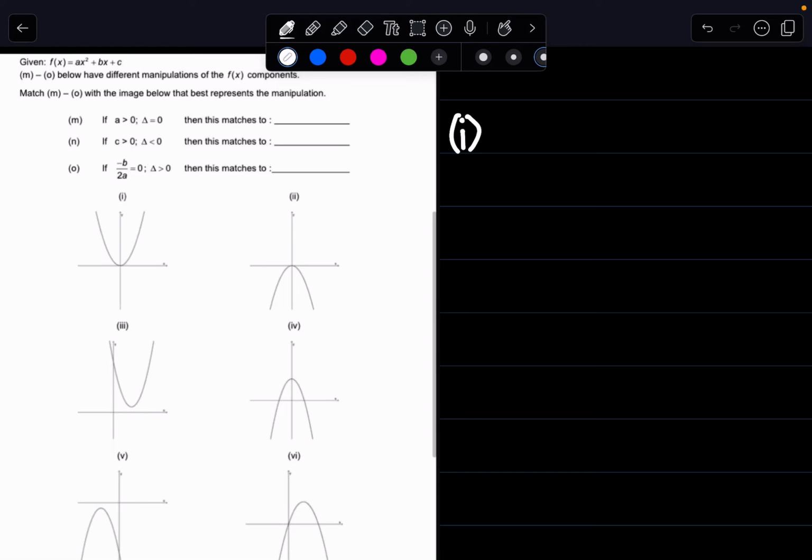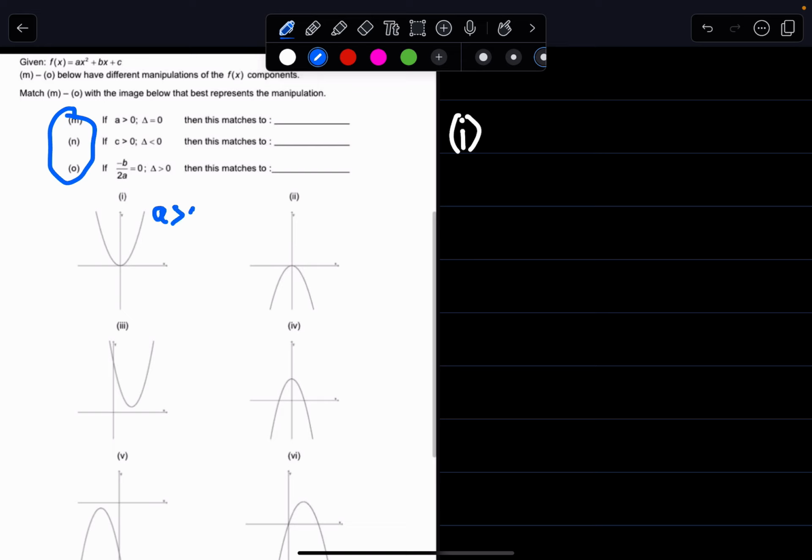Ladies and gents, let us now analyze each individual graph from 1 to 6 to determine which one matches each of the given three cases. Right. So we're given three cases that we need to see. Let's look at the first graph. On the first graph, A is what?